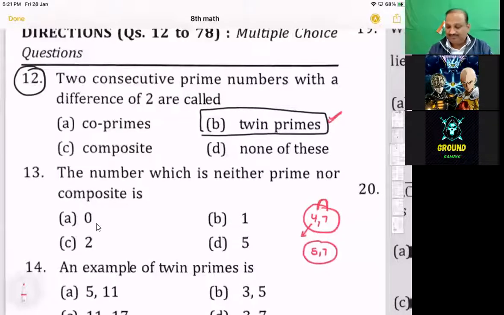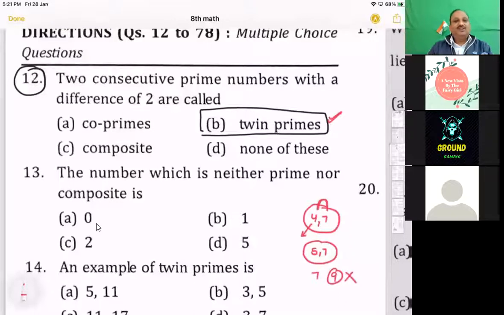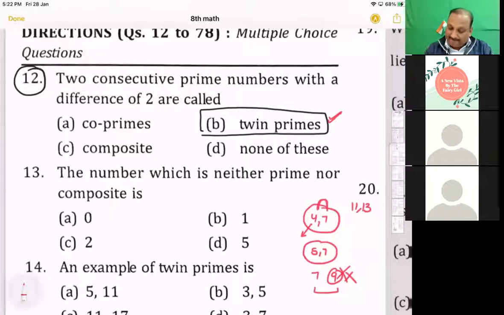Sir, 7 and 9. 9 and 11. 11 and 13. 7 and 9, 9 is not a prime number. 11 and 13. 17 and 19. Very good. So they are called twin primes. Okay.